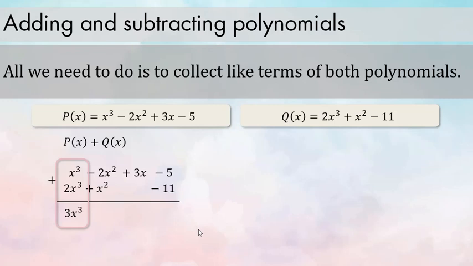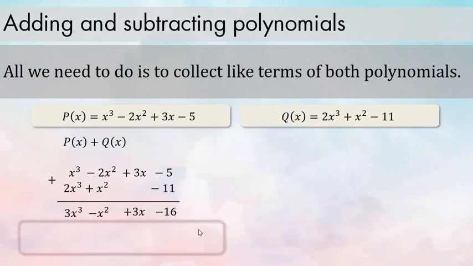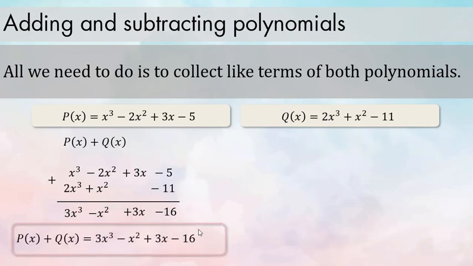Now we'll collect x to the power 3 and 2x to the power 3. We have 3x to the power 3. Next we have negative x to the power of 2. Moving on, because we have only 3x, we just keep 3x. And the constant terms are combined to get negative 16. So px plus qx is equal to 3x to the power of 3 minus x squared plus 3x minus 16. Can you get the idea yet?